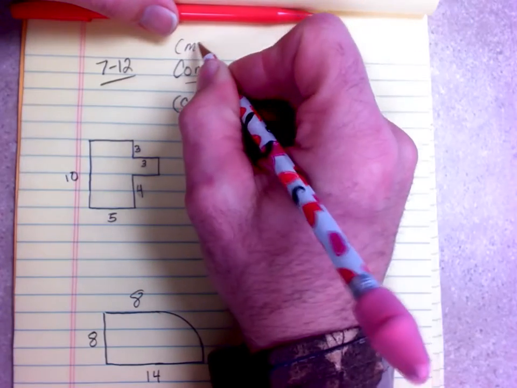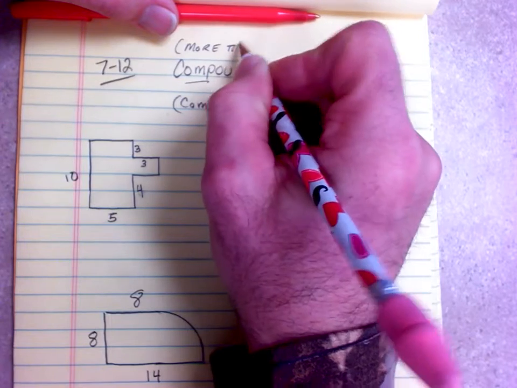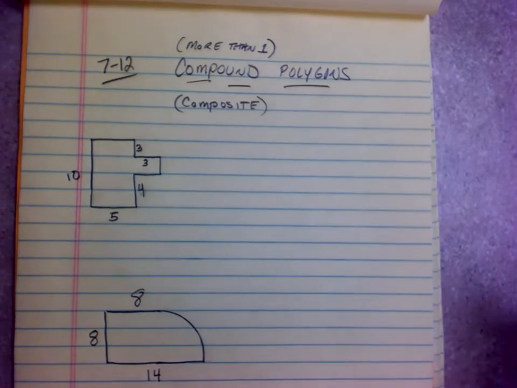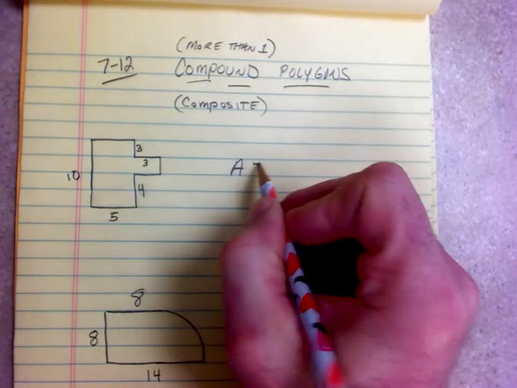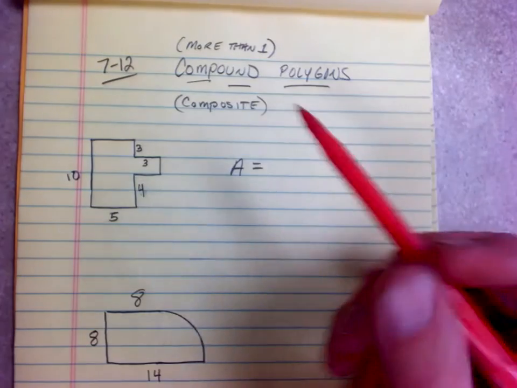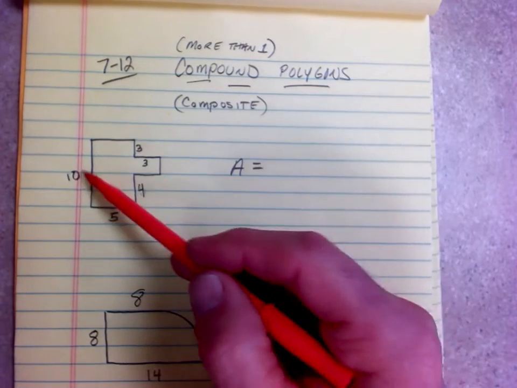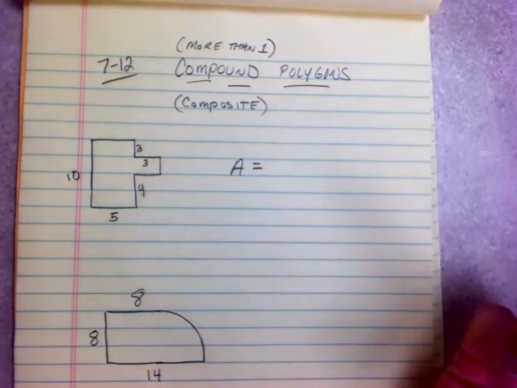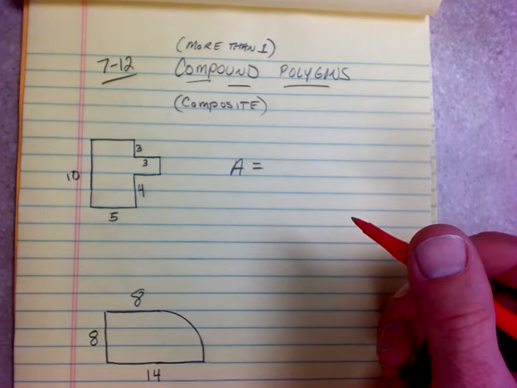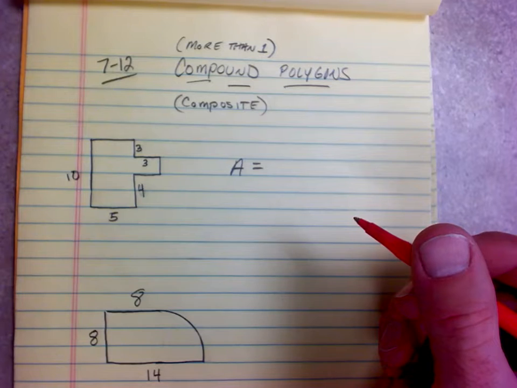Compound means more than one, and our goal here is we still want to be able to find the area. Names aren't necessarily important for these things. 1, 2, 3, 4, 5, 6, 7. This is an 8-sided polygon, so technically this is an octagon. The goal here, though, is can we still find the area of it?